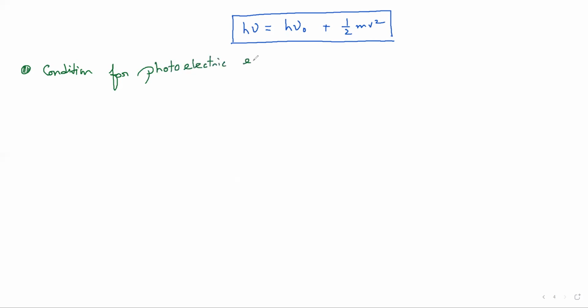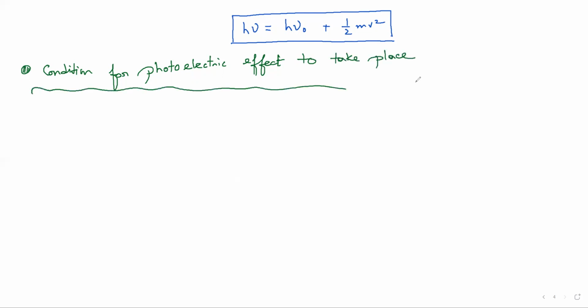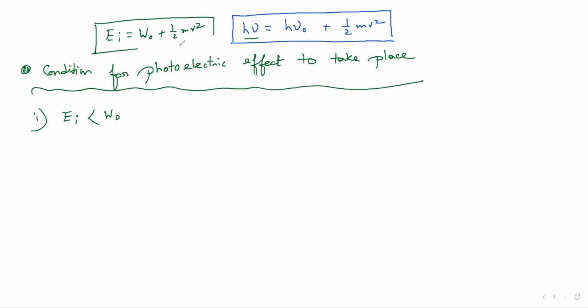Photoelectric effect to take place. What is the condition? First condition: suppose EI value is less than W naught. This formula you can write like EI equals W naught plus half mv square. That is also the same. Suppose this EI value is less than W naught.